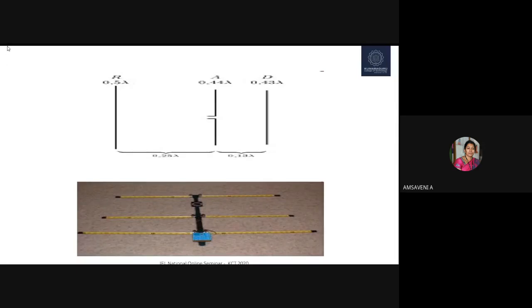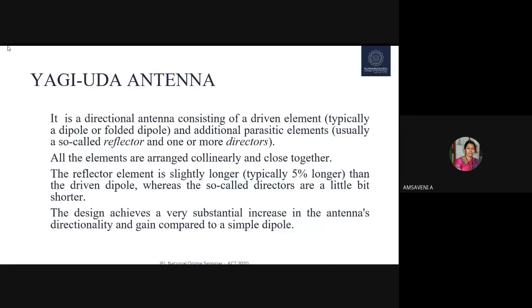And next we have a driven element, which is approximately equal to lambda by 2. Then we have directors, less than lambda by 2, and all elements are arranged collinearly and close together. The spacing should be a minimum. Not all the elements will be fed with current. Only the driven element will be connected to the transmitter or the receiver. The other two elements, the reflector and the directors, are electrically coupled with the driven element.